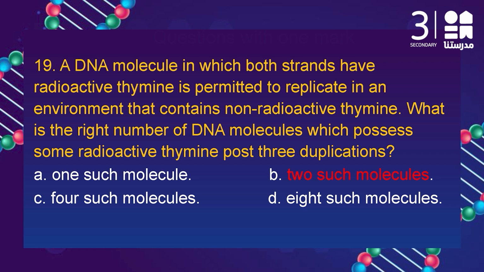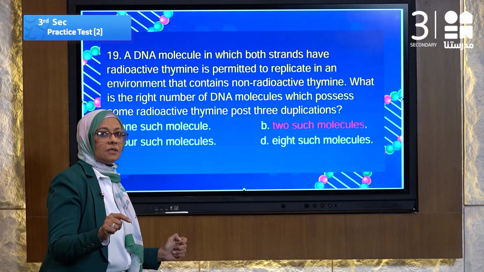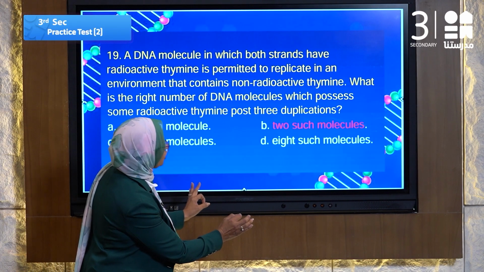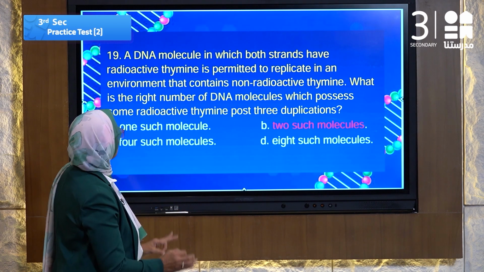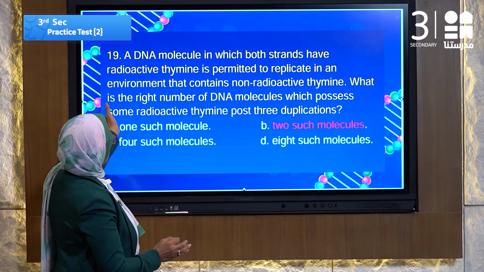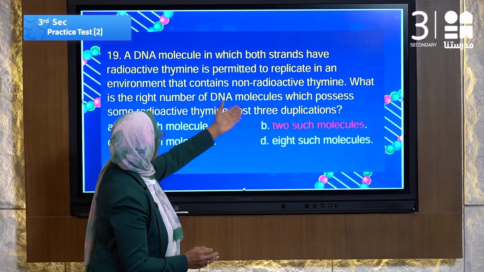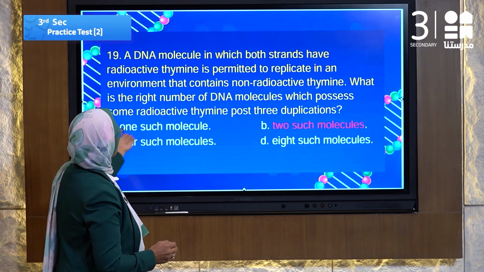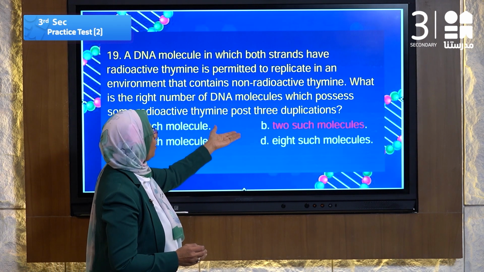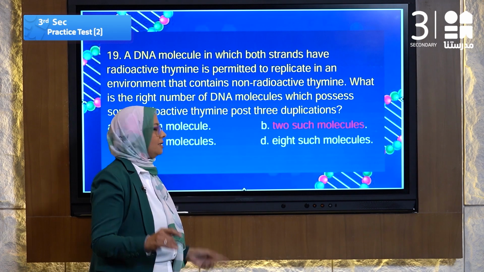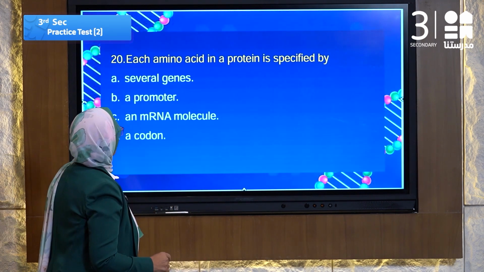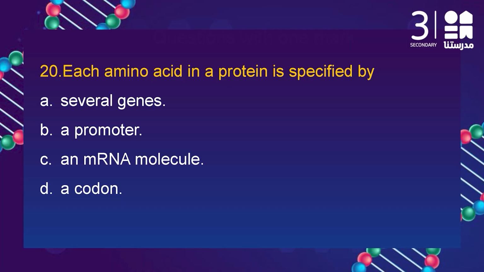So we need to read the question again to verify that 2 such molecules is right, yes or no. There are non-radioactive thymine. What is the right number of DNA molecules which possess some radioactive thymine after 3 duplications? Yes, there are 2 such molecules. That's right.